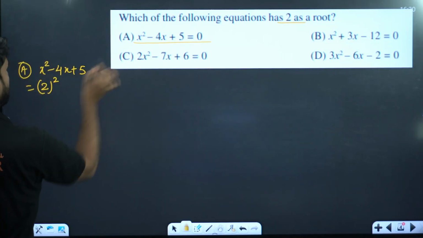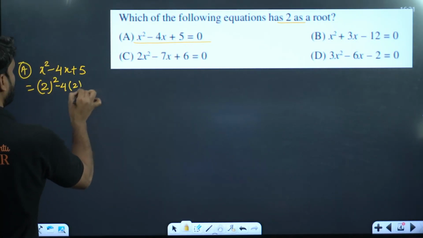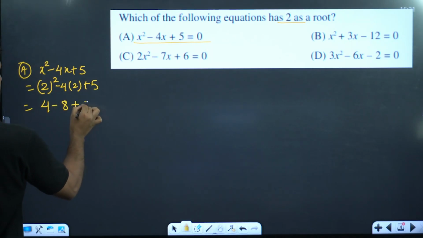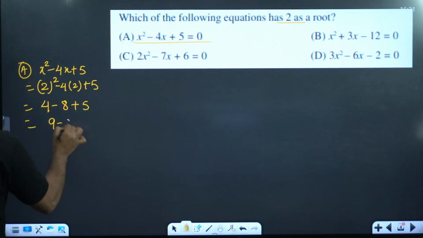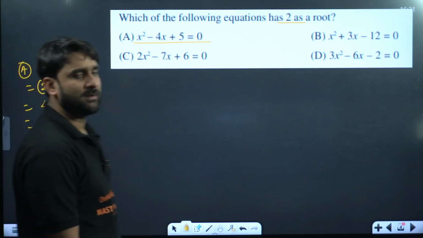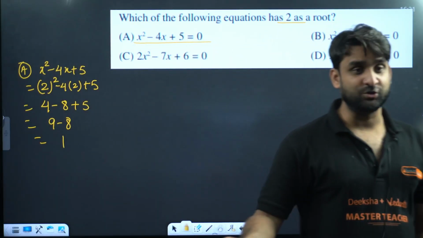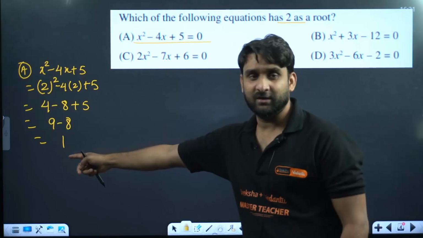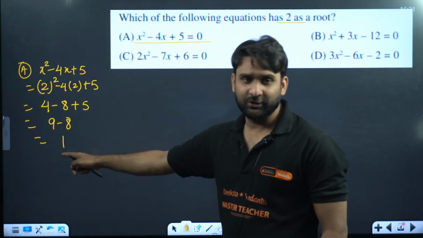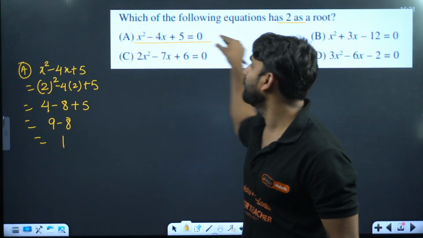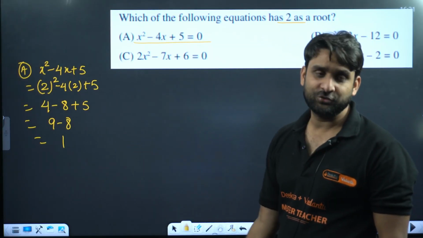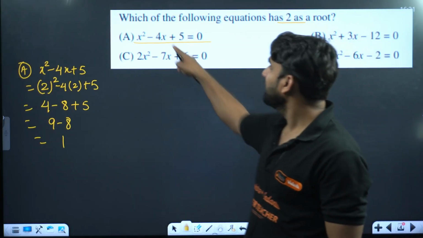So 2 square minus 4 into 2 plus 5: 2 twos are 4, minus 8, plus 5. 4 plus 5 is 9, minus 8. Oh no, we are getting 1. So 0 is not there. So x equals 2 is not satisfying this, because we are getting 1 here. The result should be 0. To call 2 a root of this equation, this result must be 0. But unfortunately the result is 1. So 2 can't be a root of this.